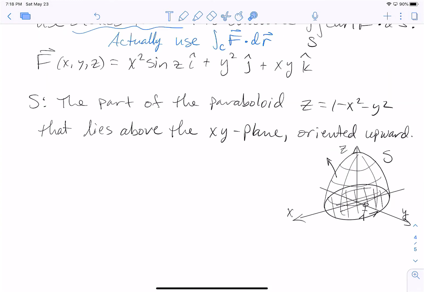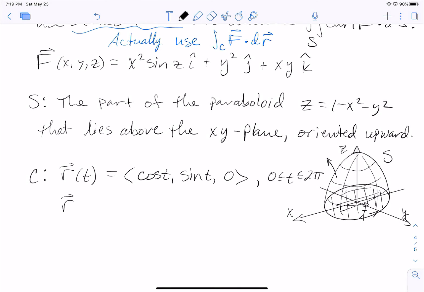Well, we said we're going to find the line integral over C of F dot dr, and so we need a parameterization of C. F dot dr is in one dimension, and so we're looking at r of t, and we're looking at a circle in the xy plane of radius 1. So r of t is equal to cosine of t, sine of t, 0, where t goes from 0 to 2 pi. r prime of t is then the vector negative sine of t, cosine of t, 0.